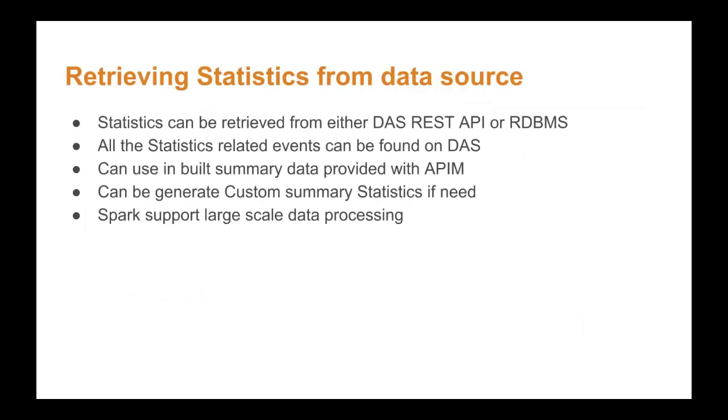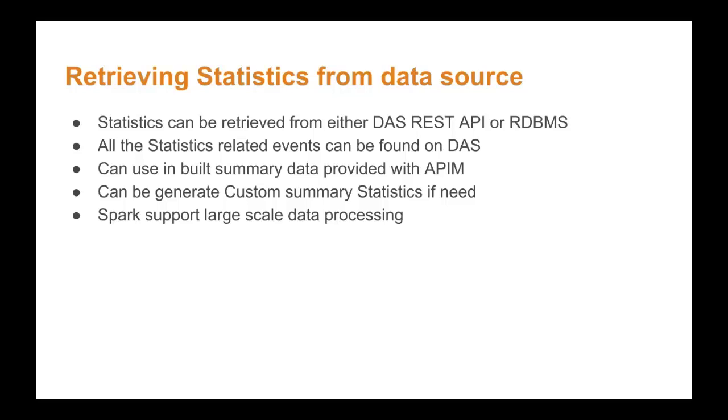Now we have generated summary data. Now we need to get the summary data and feed it to the billing engine. For that, we have a billing agent, and you can get the stats from the Dash REST API or RDBMS. Since we have all the event related data in Dash, we can come up with our own mechanism to generate summary data. In API manager, we also provide some summary data, which is used for our statistics.